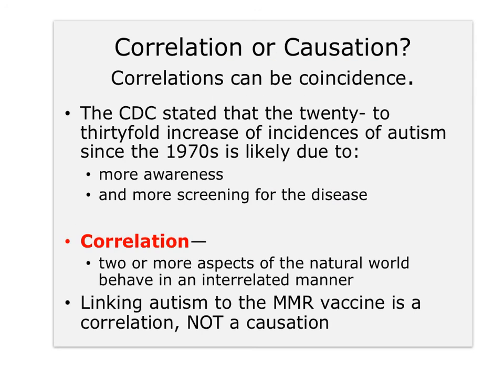So correlations can be a coincidence, right? So why is there more autism now? Better incidence, more screening, more awareness. A correlation is just when two things happen to happen at the same time, right? It was a correlation, which, right, it's really not even that, because those studies sucked, but definitely not a causation.